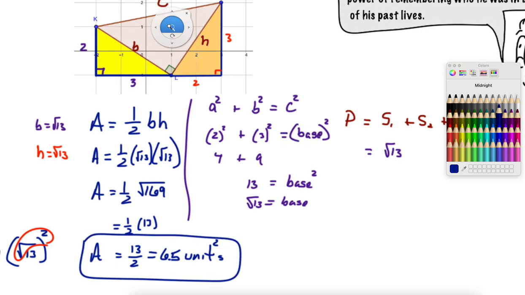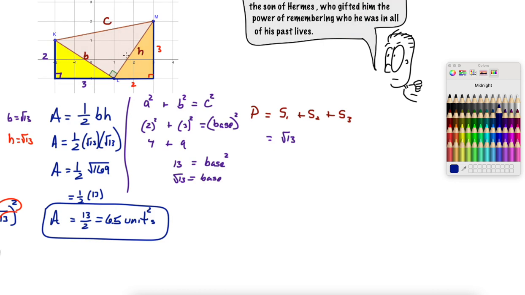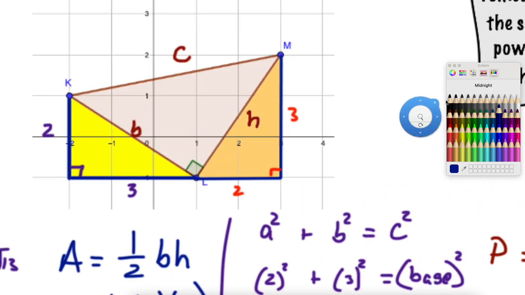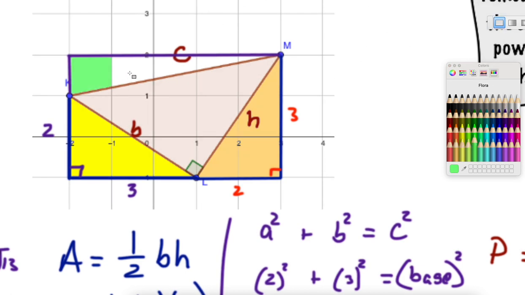Okay, that part's done. S2, we can call this height length, so that was another root 13. Plus S3 is now this length, K to M. So we don't know that, but we're going to find it right now. We're going to draw another right triangle where this unknown length is still the hypotenuse. And we know this is another right angle, and this is a length of 1, and this is 1, 2, 3, 4, 5. This is a length of 5.